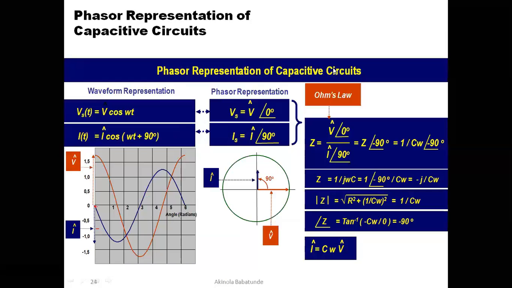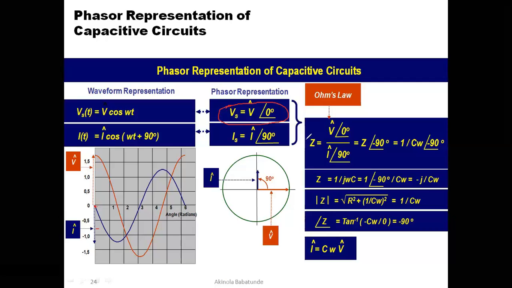At the end of the day, if you want the waveform representation of the capacitive circuit, the voltage source will be given as V cos WT. This is going to be the phasor representation. You can see we just have Vs equal to V with a phase angle of 0. But this time around, the phase angle of the current is going to be 90 degrees, not minus 90, because we know I of t will be equal to I cos WT plus 90. Don't forget W is our angular frequency.